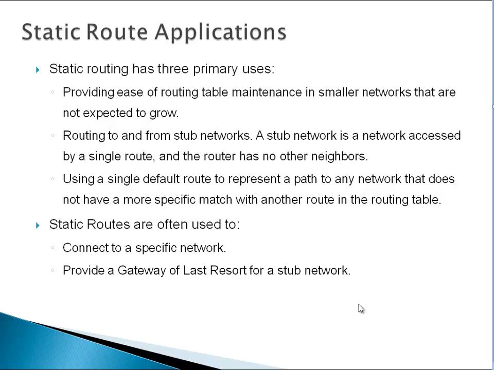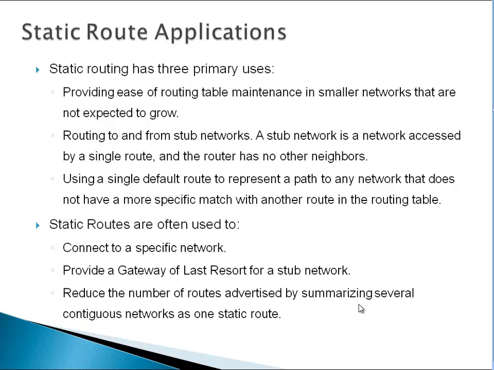The second, provide a gateway of last resort for a stub network. For example, a stub network is our home network, and we can create a static route to provide a gateway of last resort. That will be our ISP. Reduce the number of routes advertised by summarizing several contiguous networks as one static route.